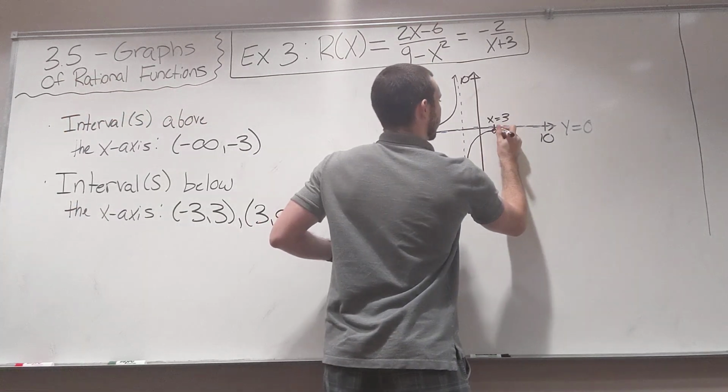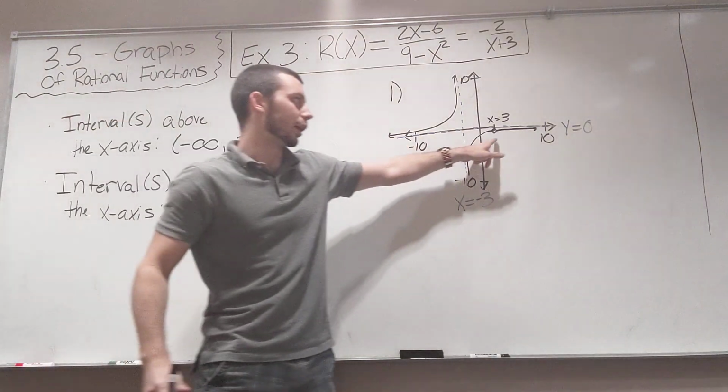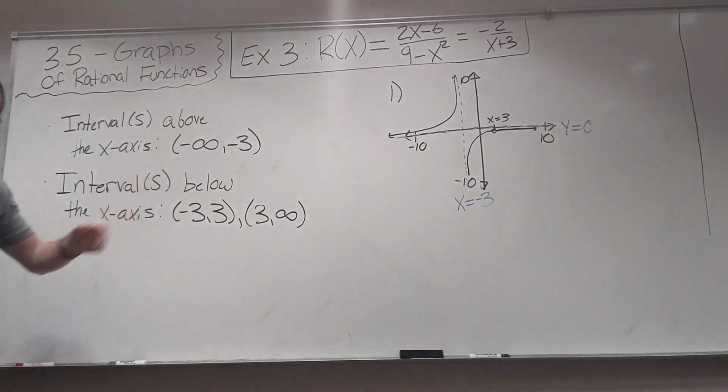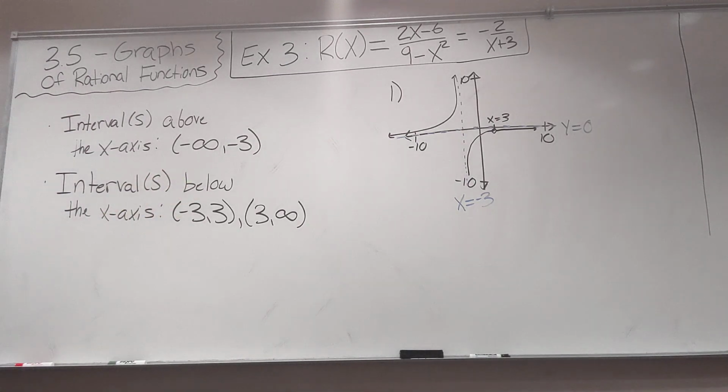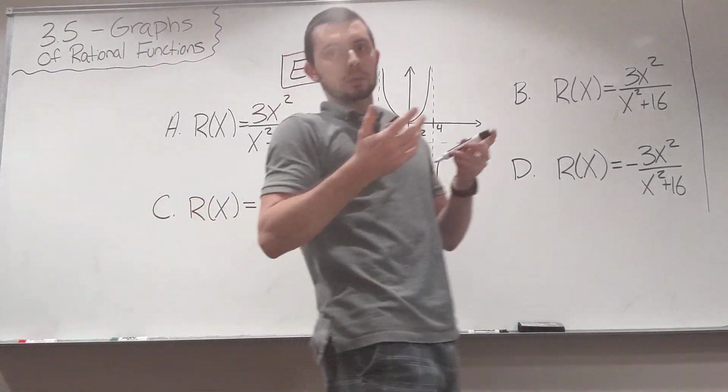So if you're looking through the answer choices and wondering why this one has an open circle, that's the motivation why. And all of this would conclude this problem. We'll move on to example 4 from the notes.